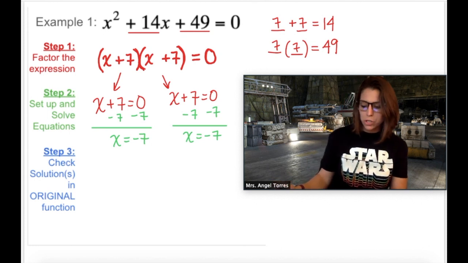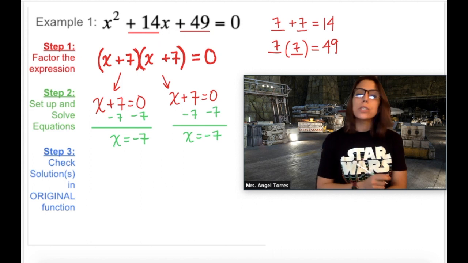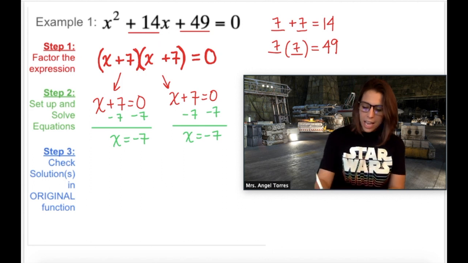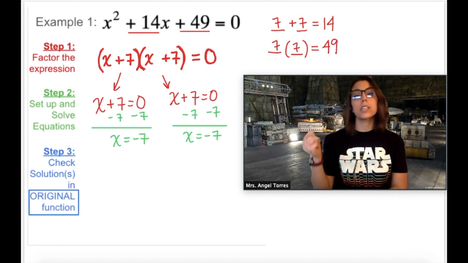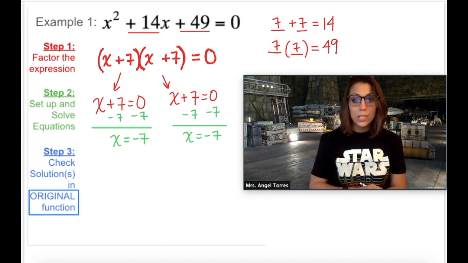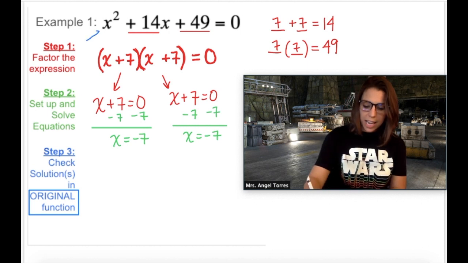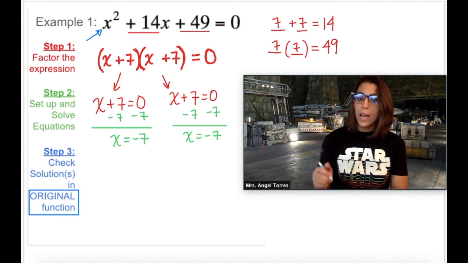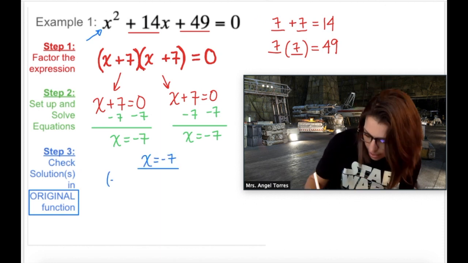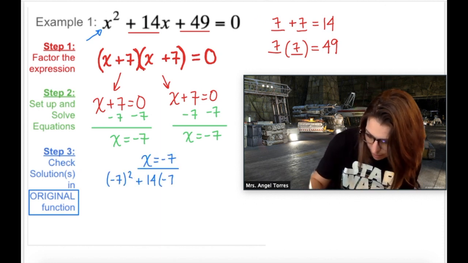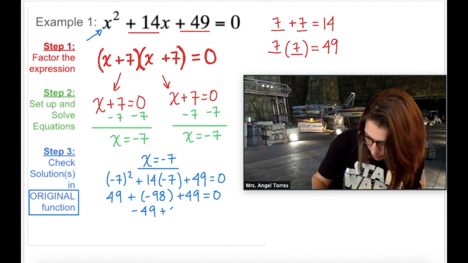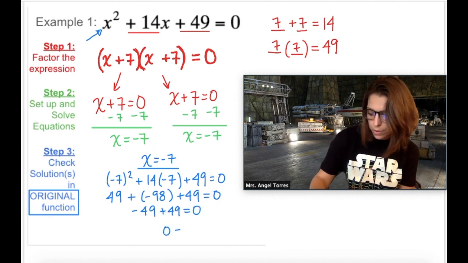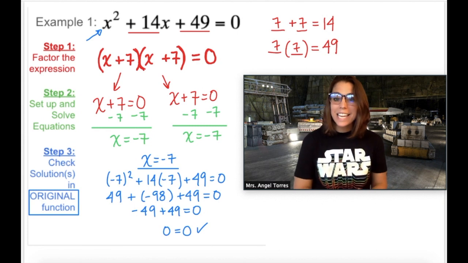Let's check it just to be sure. Now, here's the catch. When you're checking, you always want to check in your original function. So you don't want to check it into the function that you created, because there's a chance that you did your math wrong. That means we're checking in the standard form. So let's go ahead and substitute in -7. -7 squared plus 14 times -7 plus 49 equals 0. 49 plus -98 plus 49 equals 0. -49 plus 49 equals 0. And 0 equals 0. So it appears -7 is correct.